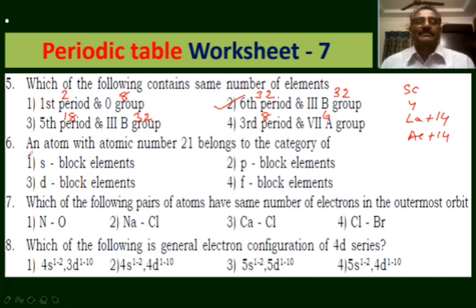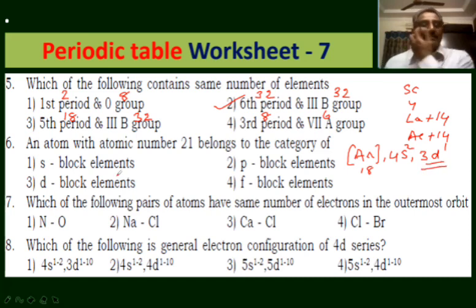Next, 6th question. An atom with atomic number 21 belongs to the category of dash. Atomic number 21. Argon has atomic number 18. After the argon, the next electron goes to 4s orbital. 2 electrons are filled in 4s. After 4s, the next electron enters in 3d. So differentiating electron is in d orbital. So it belongs to d block. So third option is the right option.